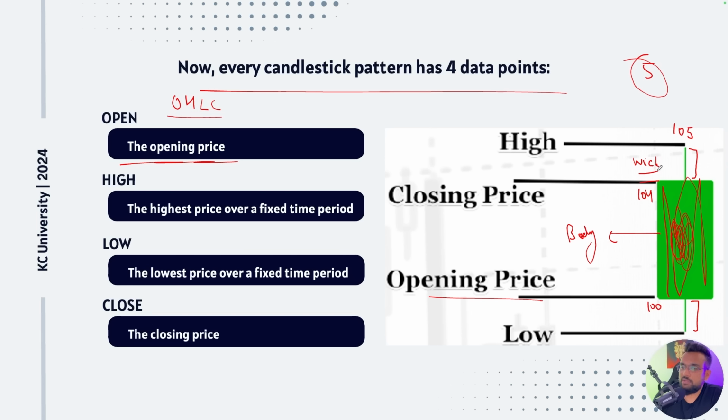You see a candle? Have you ever seen a candle? I'm pretty sure you have. That's called a wick. Okay? So the opening price, the highest price over a fixed period. If this is a 5-minute chart, or if you're watching a weekly chart, it will have high, close, open, low, everything. It doesn't matter what candlestick you watch, every single candlestick has these 4 points.